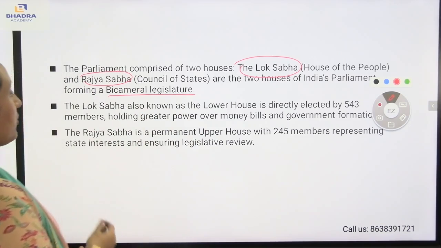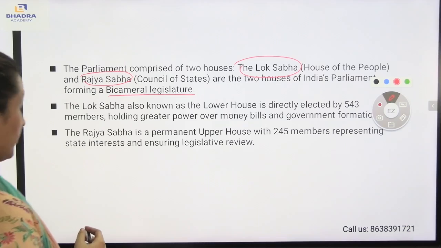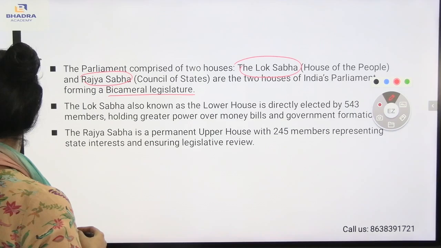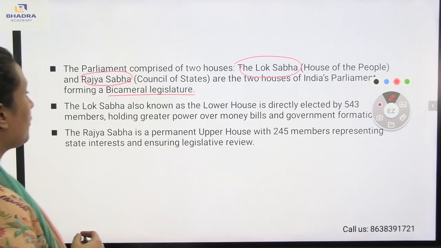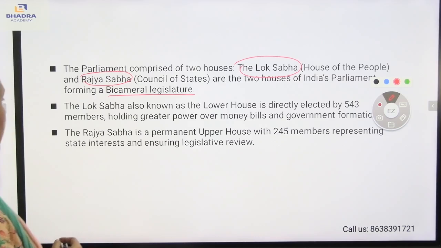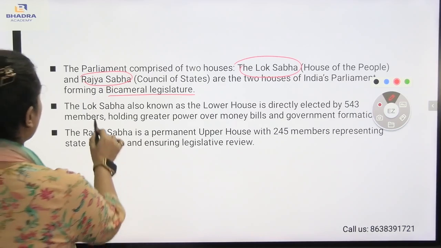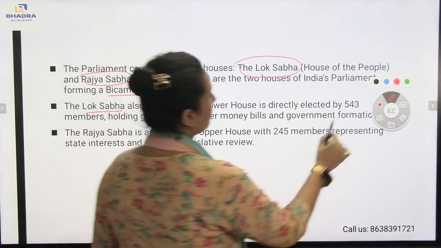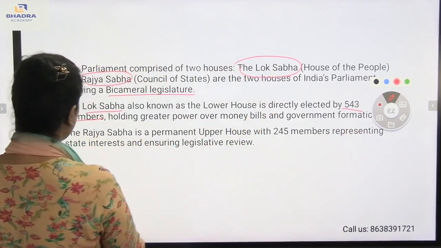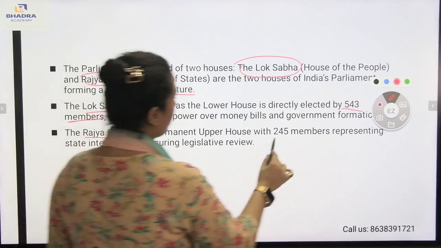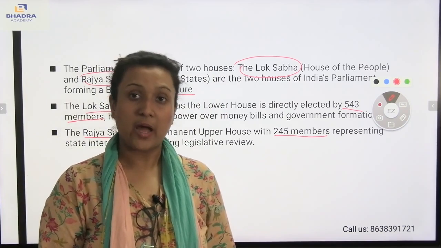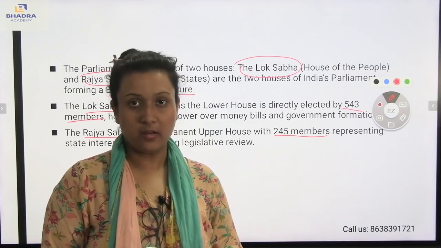The Lok Sabha, also known as the lower house, is directly elected, with 543 members, holding greater power over money bills and government formation. The Rajya Sabha is a permanent upper house with 245 members representing state interest and ensuring legislative review. How many total members are there in the Lok Sabha? There are a total of 543 members in the Lok Sabha, and in the Rajya Sabha there are a total of 245 members. I hope you have understood regarding the Lok Sabha and the Rajya Sabha.